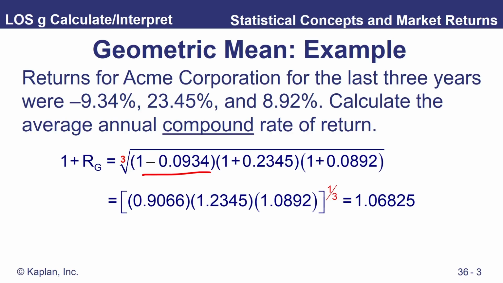So let's do this on your calculator. 0.9066 times 1.2345 times 1.0892, press equals. And you should be looking on your screen at 1.2190. Okay, so if I multiply those together, this is simply multiplying what I've got in the bracket together. I've got a value of 1.2190.